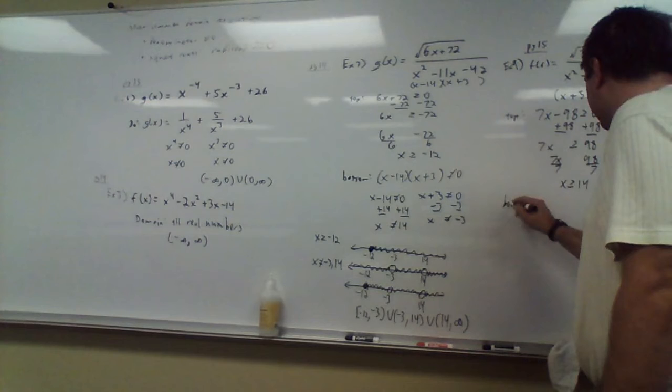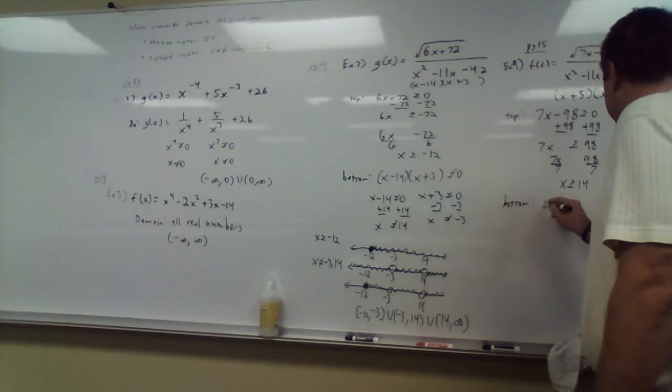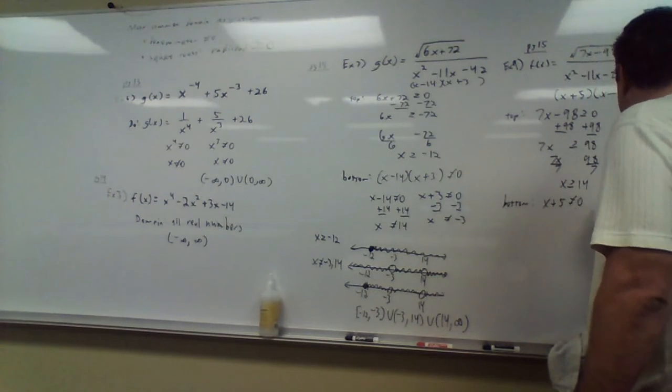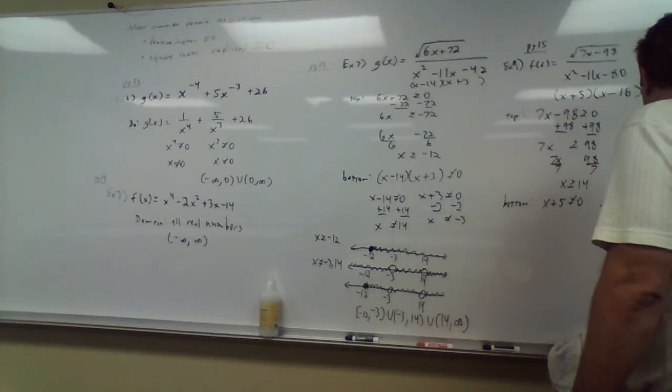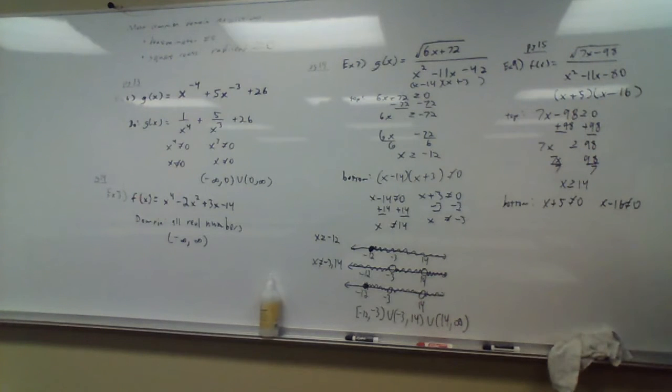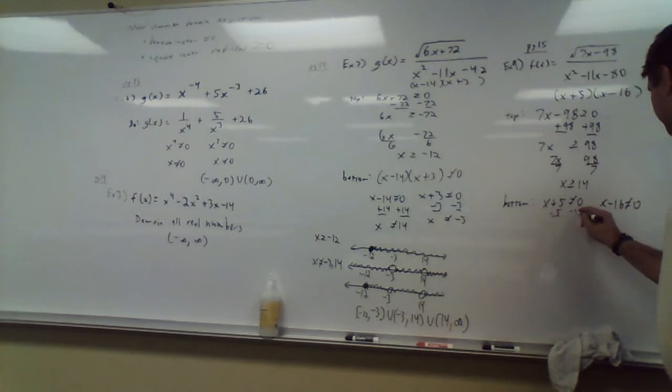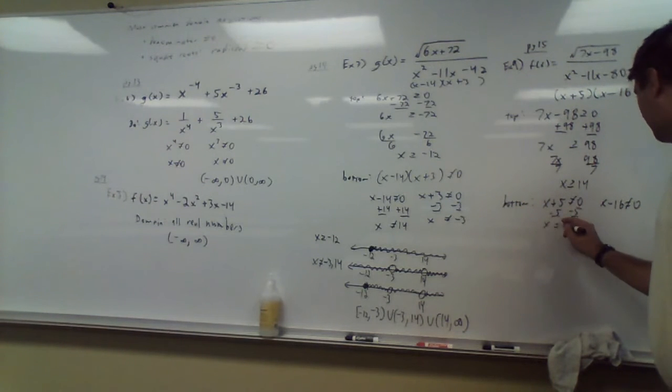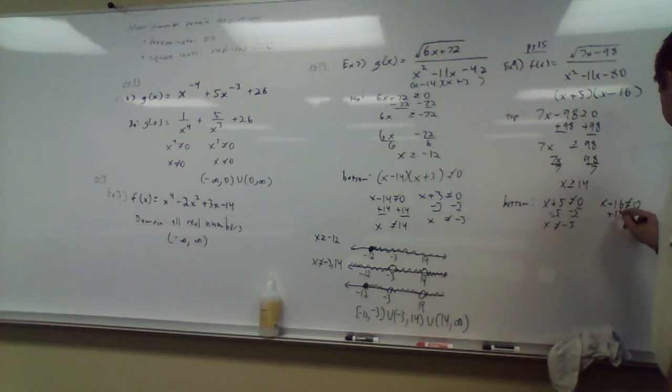Bottom. X plus 5 cannot equal 0. X minus 16 cannot equal 0. Okay? So subtract your 5, x cannot equal negative 5. Add your 16, x cannot equal 16.